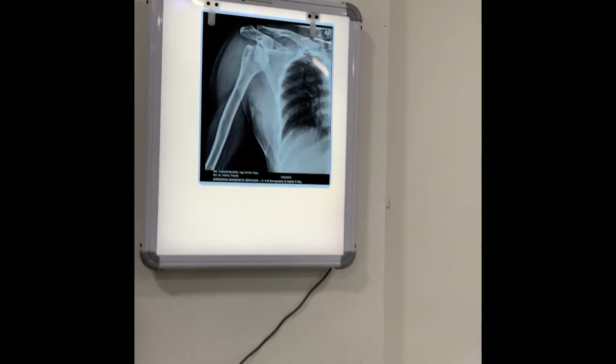Types of shoulder dislocation: anterior shoulder dislocation, which is more common, then posterior shoulder dislocation, inferior shoulder dislocation, and sometimes partial shoulder dislocation or subluxation of the shoulder. So viewers, today I will show you how to reduce a dislocated shoulder. Today we'll demonstrate the shoulder dislocation reduction procedure under sedation.